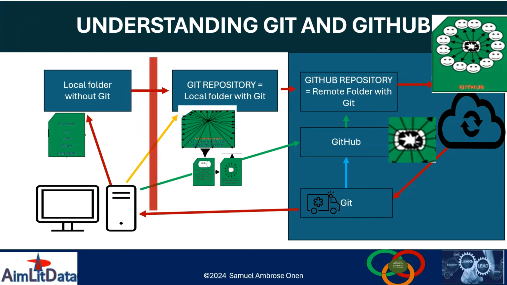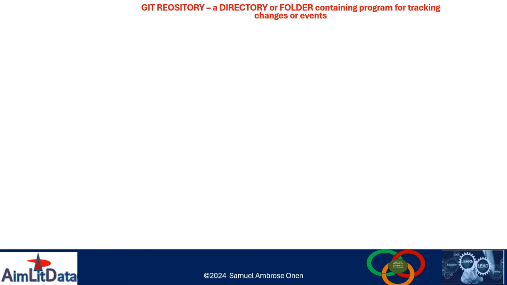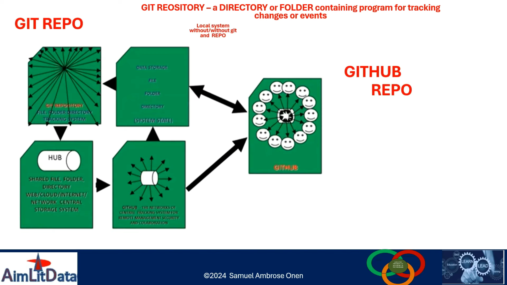Otherwise, you will not be able to run any Git command outside a Git repository. So take note of that. Now, a Git repository is a directory or folder containing a program for tracking changes or events, and that program is the Git program itself. So this is the architecture I came up with. I like referring back to it over and over again so that we don't lose that mental picture about Git.